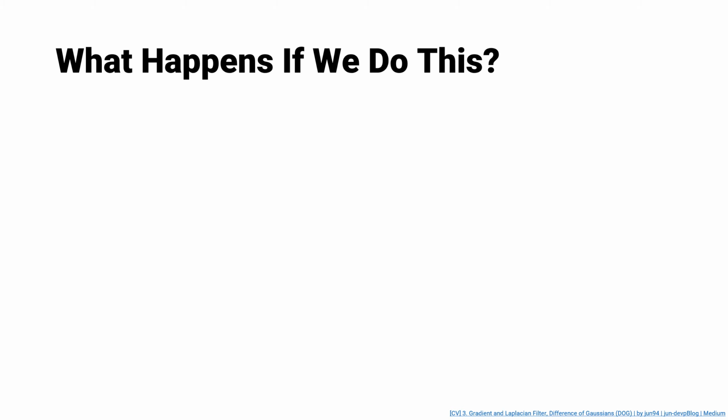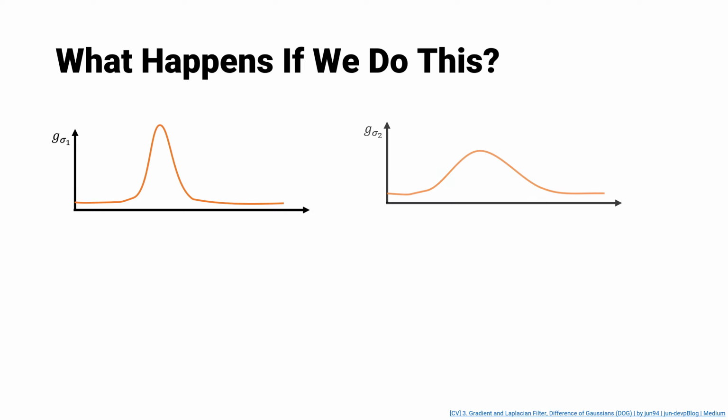So now the question is, what happens if we take one Gaussian and we take a different Gaussian with a different sigma and actually subtract them? How does that look like? I would want you to pause the video for a second and quickly take a pencil and paper and just draw it out with your hand and see how this would look like.